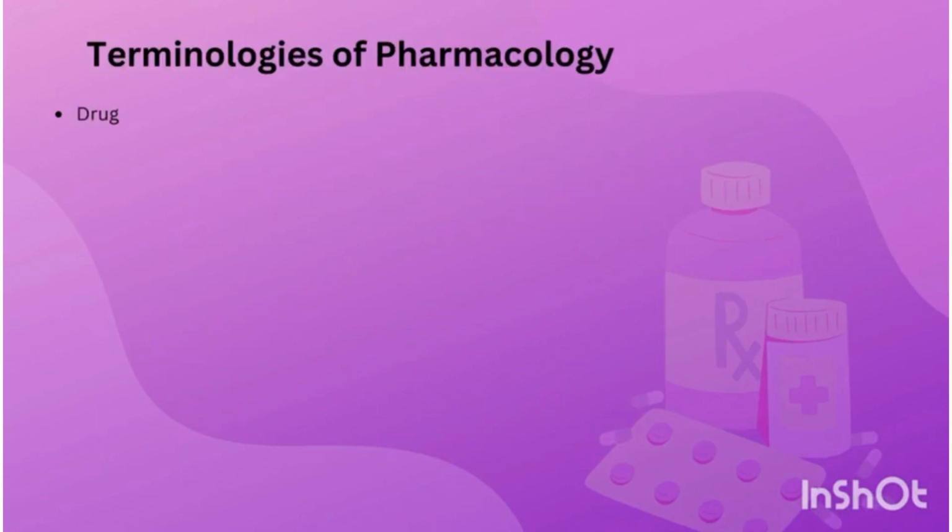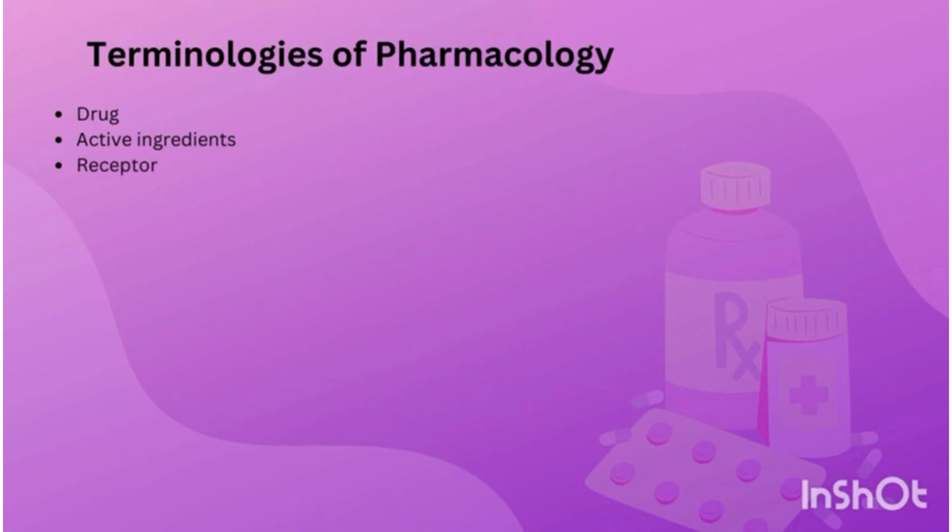First and the most obviously basic one is a drug. The substance that is used to diagnose, prevent, treat, or relieve symptoms of a medical condition is drug. Then we have active ingredients. These are the compounds or specific chemical components which are present in the drug that produce the intended therapeutic effect.